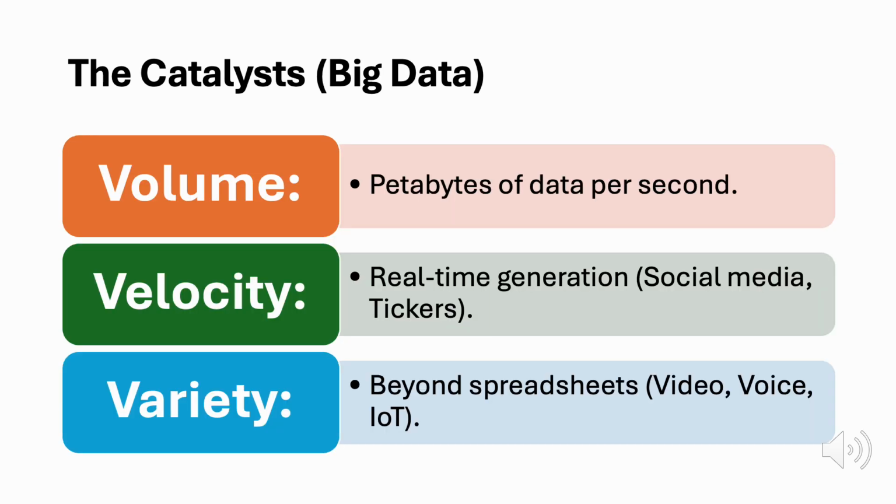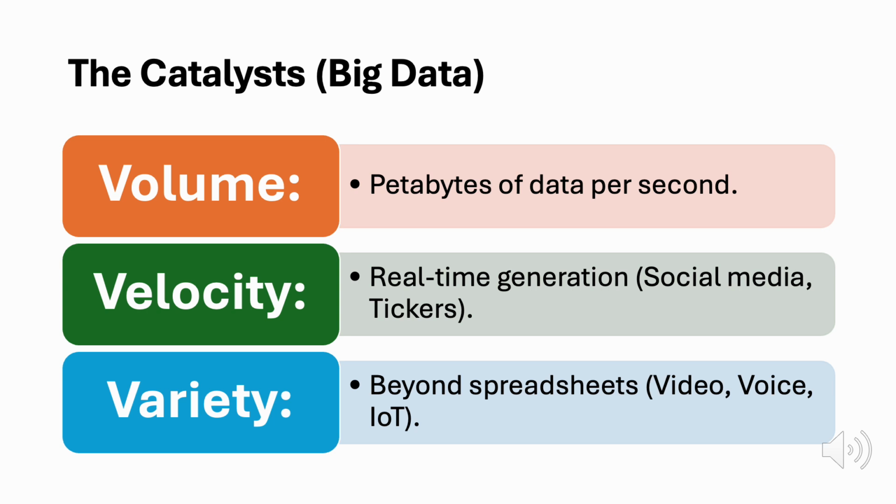The catalysts: big data and the Internet of Things, IoT. Why is data analytics so popular now? Why wasn't this a major undergraduate major 40 years ago? The answer lies in 2 massive technological shifts. Big data, the 3 V's. The term big data refers to data sets so large or complex that traditional data processing software is inadequate. We define it through the 3 V's.